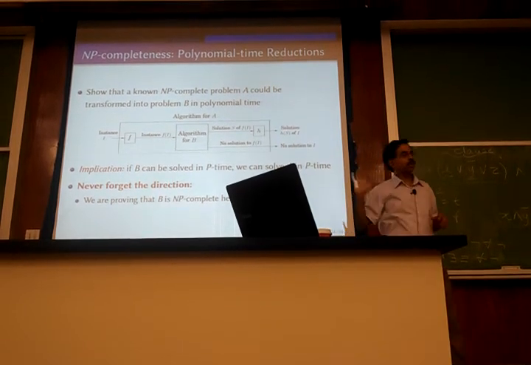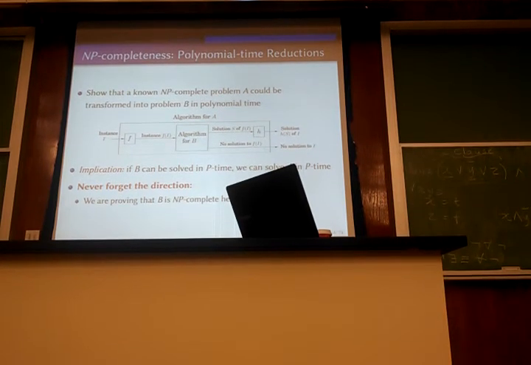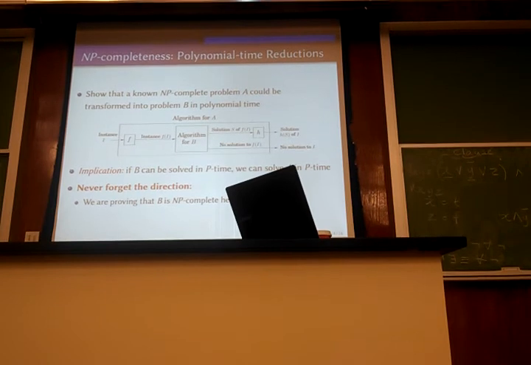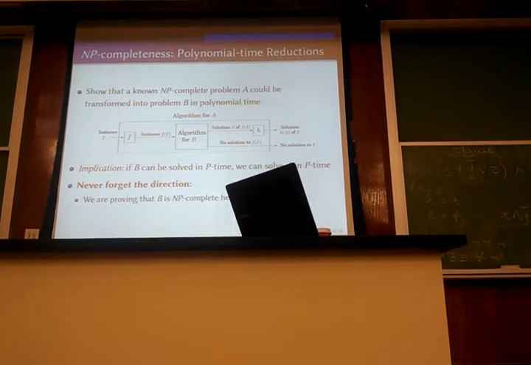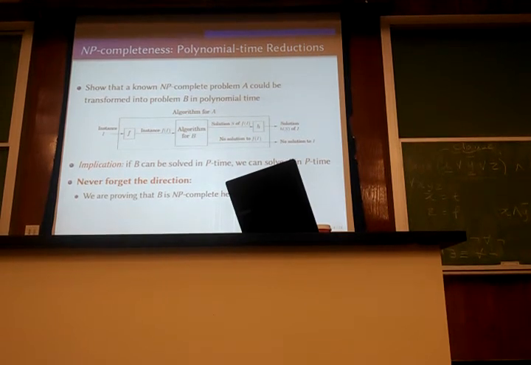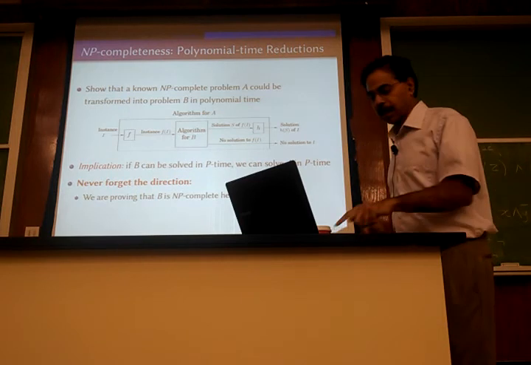Okay, so the first NP complete problem showing that it's NP complete, somebody has already done the hard work for you, so you will never have to do that. You always are going to take a known NP complete problem and reduce that to the problem that you want to show to be NP complete. Right? So the problem you want to show to be NP complete is the problem B, and the known NP complete problem is A.